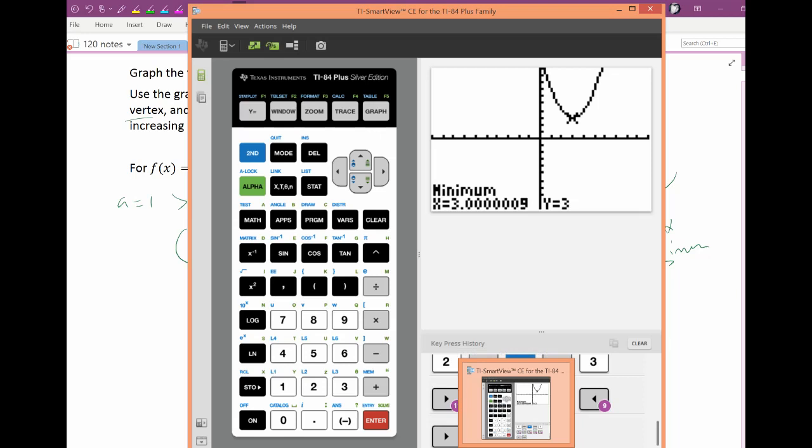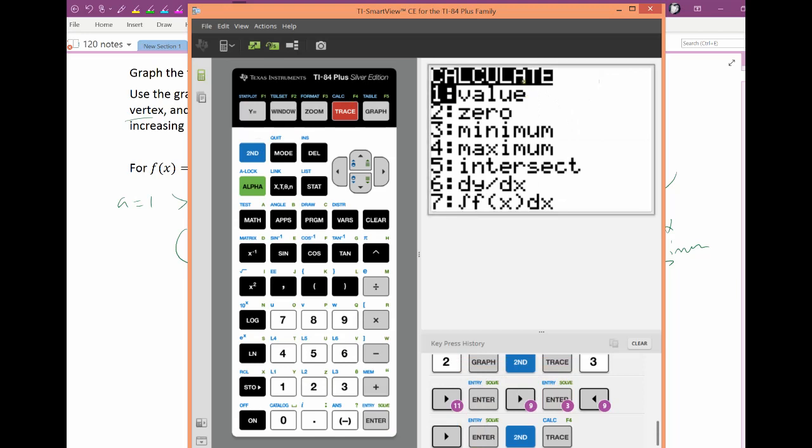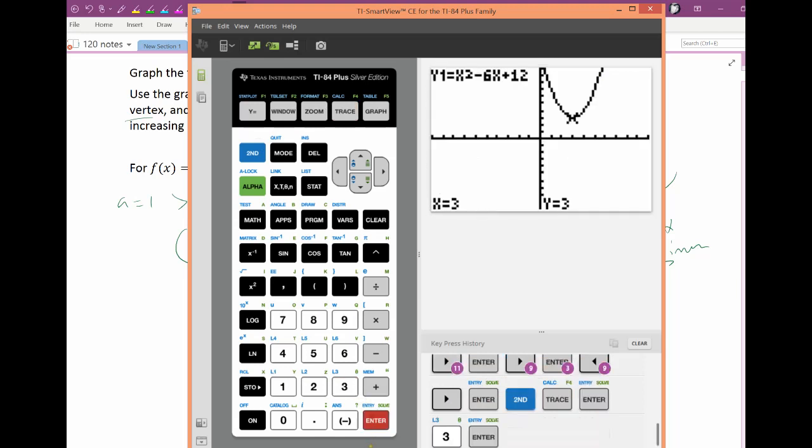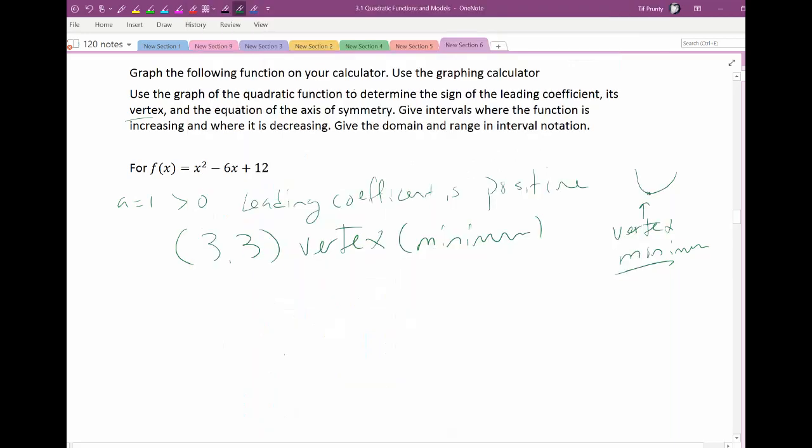Okay, so you do have to use a little logic to figure out that my answer would make sense as 3. And if you want to test it out, you can always go second trace, value. Remember, we could plug a value in. We'll plug 3 in. You get 3 out. Alright, so 3,3 is the vertex there. So my vertex, my minimum, if I've got my graph, there's my minimum value at 3,3.